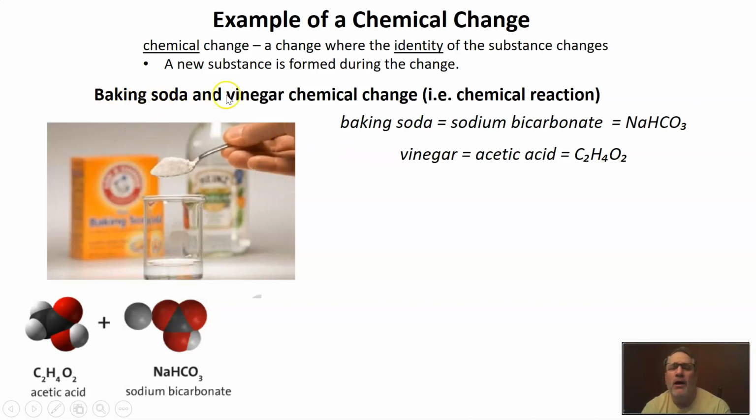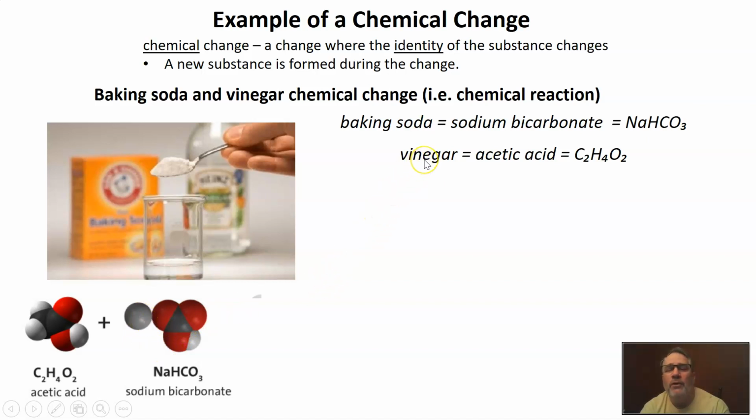This is a change that I believe many of you may be familiar with. If we combine baking soda and vinegar, this is going to produce a chemical change. Another term for a chemical change is a chemical reaction. During this chemical change, we have baking soda, which is really something called sodium bicarbonate. Here we can see the chemical formula for one molecule of sodium bicarbonate, and down here is what one molecule of sodium bicarbonate looks like.